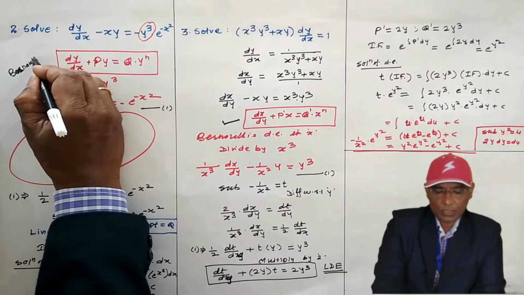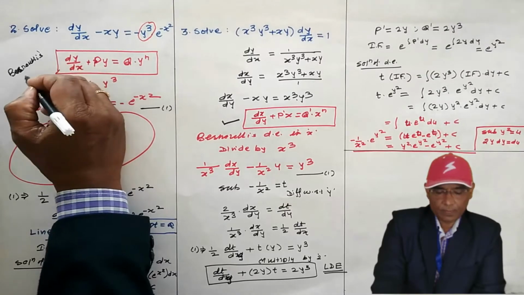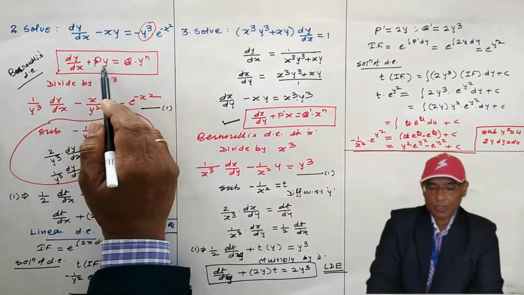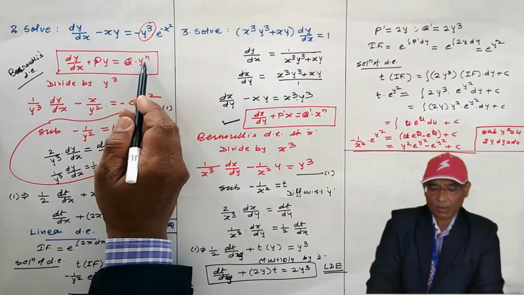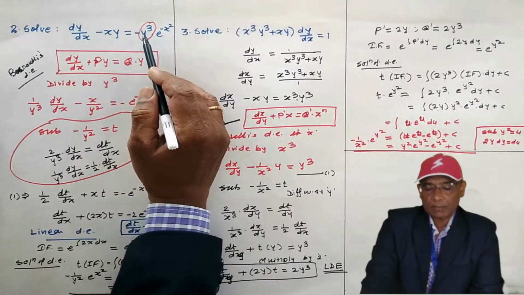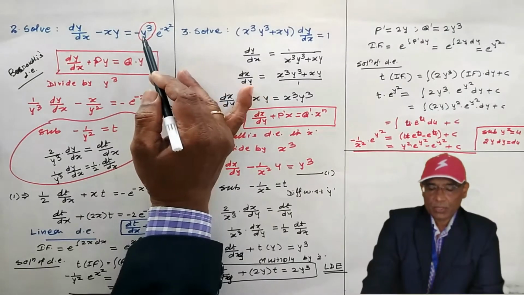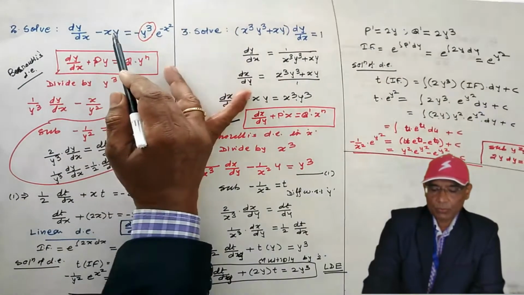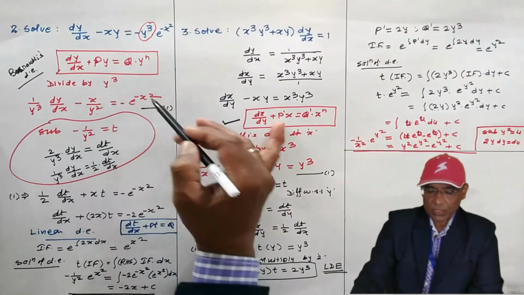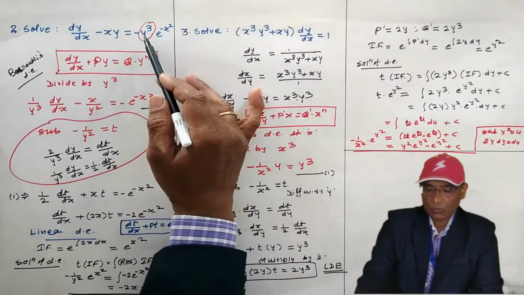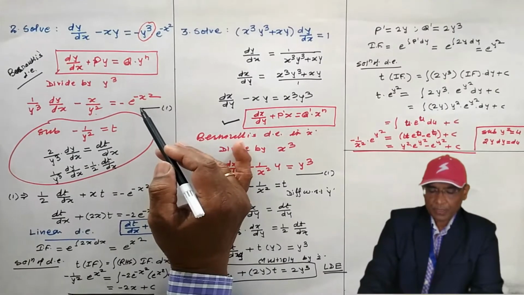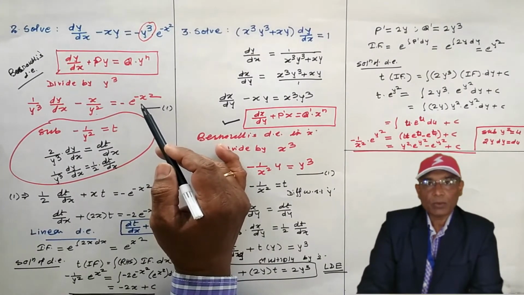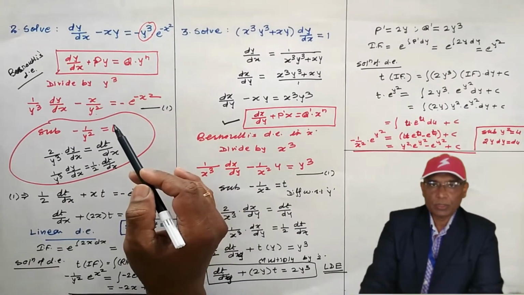This is called the Bernoulli's differential equation: dy by dx plus py equal to q into y to the power n. And how to solve it? Divide the given equation by y cube. I am dividing by y cube. 1 by y cube, y by y cube is 1 by y square, equal to, we are dividing it by y cube.